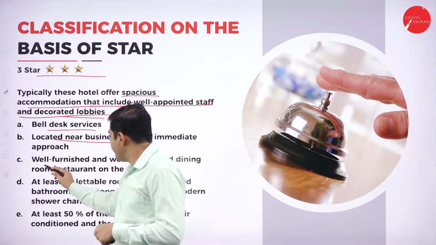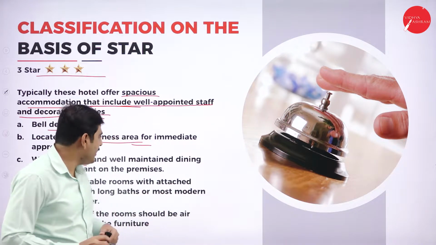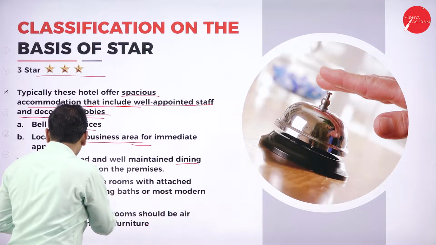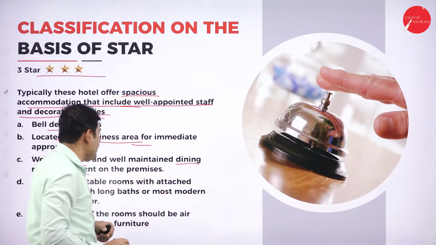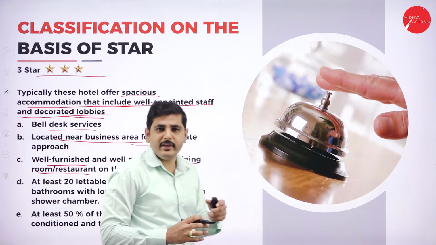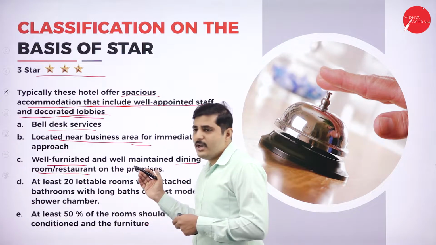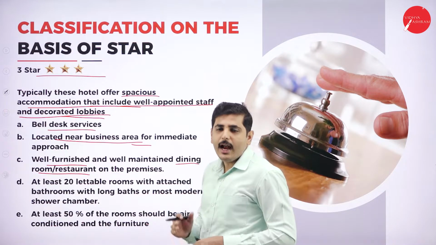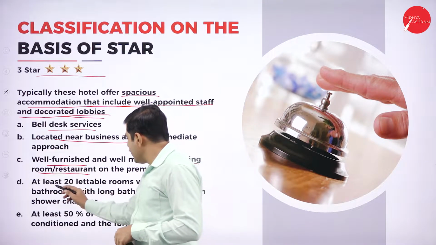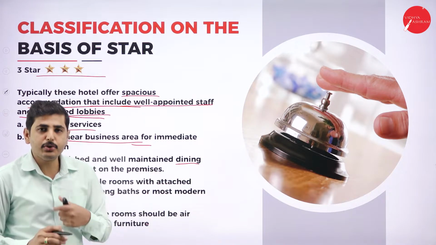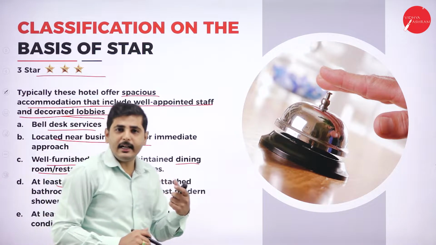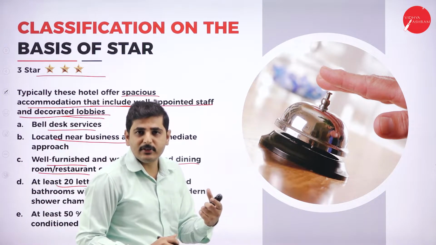Next one, well furnished and well maintained dining rooms, restaurants and premises. So they will have good premises and well maintained dining areas with luxurious fittings and furniture. And these hotels will have at least 20 lettable rooms. In 2-star hotels, there will be 10 lettable rooms with 75% of AC.